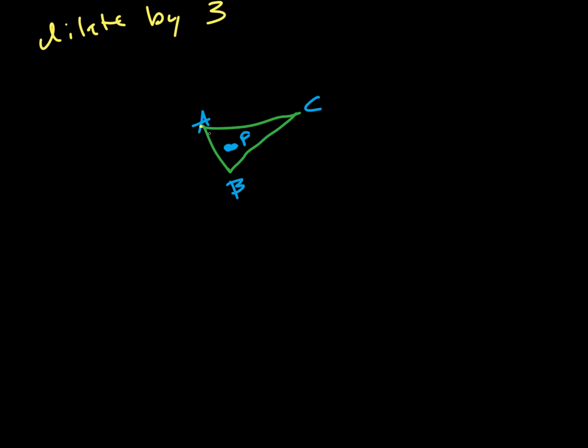So if we measure from here to here, let's say that that's 3 centimeters. We're going to go another 3 centimeters and another 3 centimeters. So the total length of that yellow line should be 9 centimeters now, because the original was 3. 3 times 3 is 9. And then this would be my A prime.